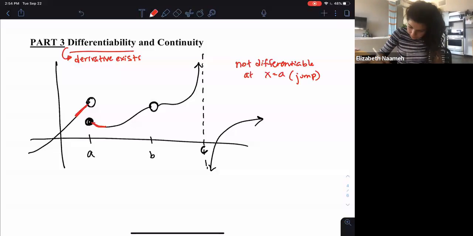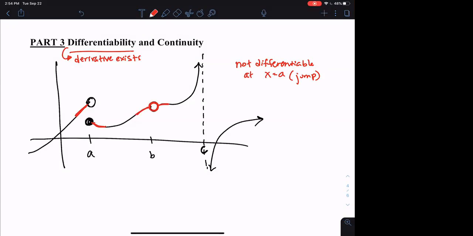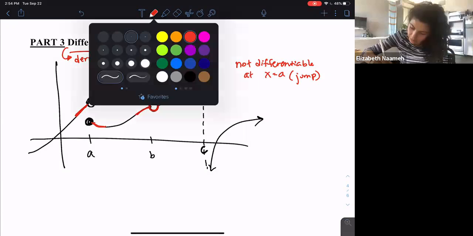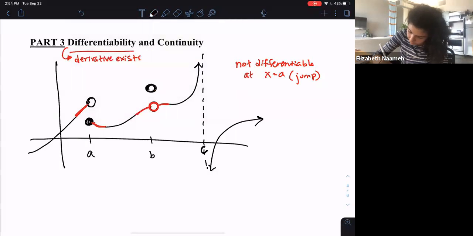Okay, let's look at b. At b, maybe the left-hand derivative and the right-hand derivative are equal, but the slope doesn't exist at b because we don't even have a point. The graph itself doesn't even exist at b. Actually, even if it did exist, let's put a point up here. It's still not differentiable because there is a hole. So it's not differentiable at x equals b because of the hole.